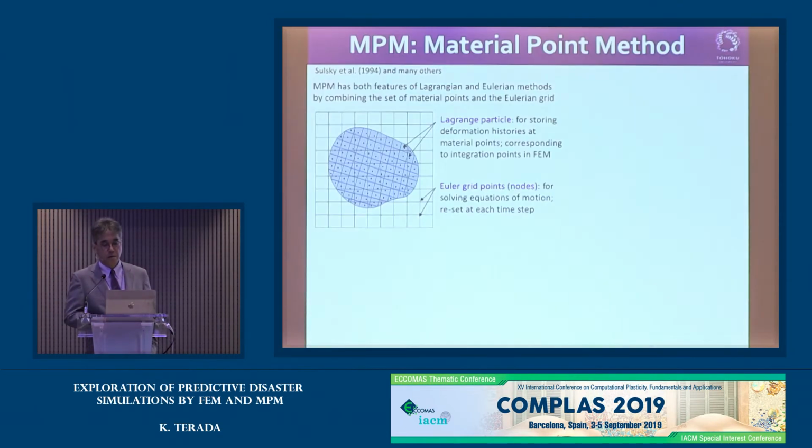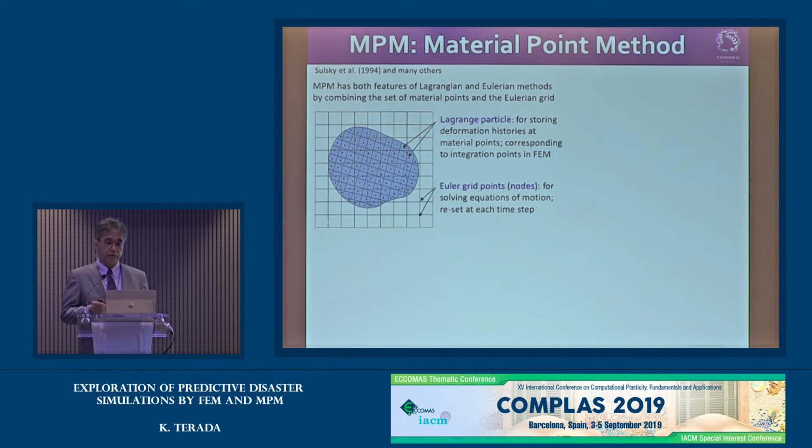Okay. So actually, this simulation was done by the material point method. Most of you know what it is. Material point method is known to have both features of Lagrangian and Eulerian methods by combining a set of material points and Eulerian grid here. Lagrangian particles correspond to the integration points in the finite element method and can be used to store deformation history at the material points. On the other hand, the Eulerian grid in the material point method is used to solve the equation of motion.